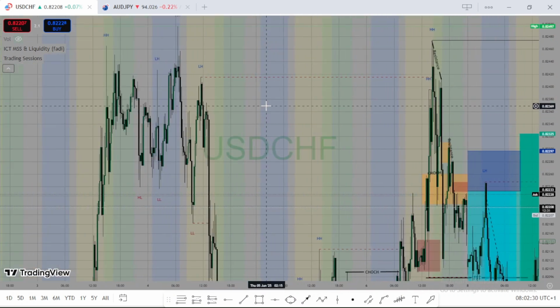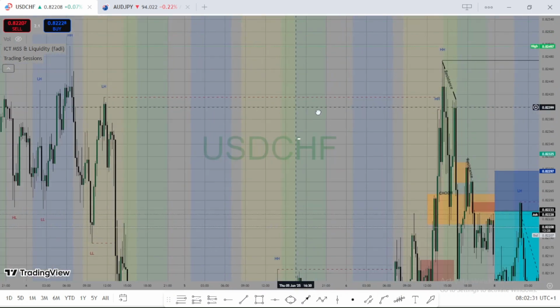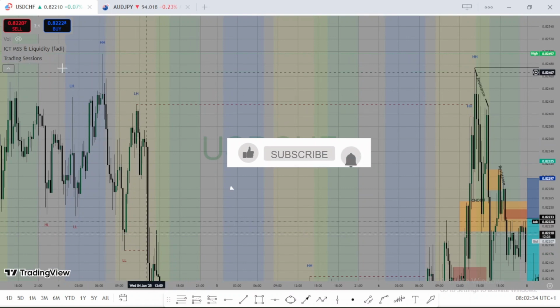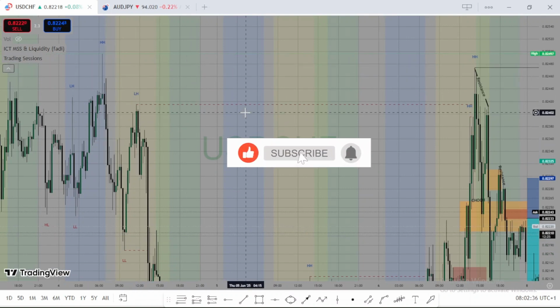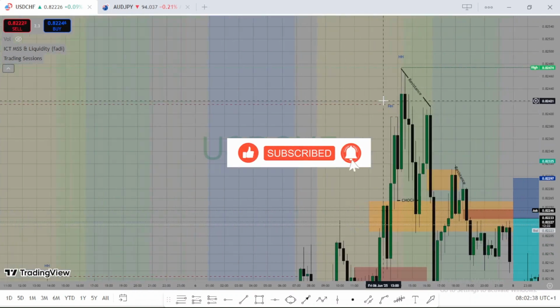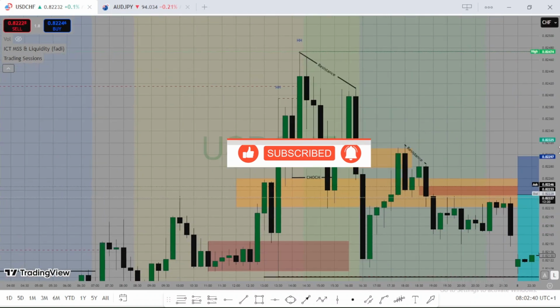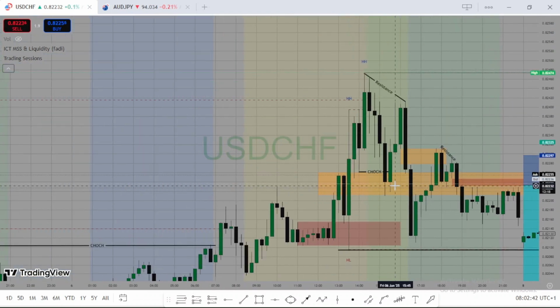Because I'm going to go to the 15-minute time frame to explain that. So when I saw this, actually this high was a liquidity. Actually, I didn't see that. I'm sorry. But this was an internal range liquidity, and price mitigated the liquidity over there.